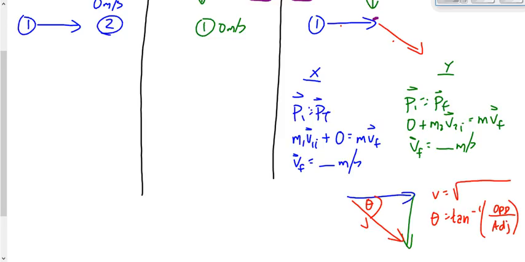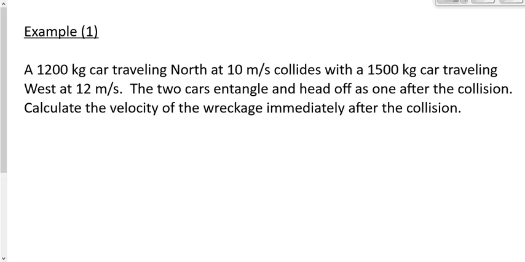Okay, let's have a look at our example, and then that's it for us for today. The example says a 1,200 kilogram car traveling north at 10 collides with a 1,500 kilogram car traveling west at 12. So let's draw this here. Here's our car number 1. Its mass is 1,200 kilograms, and its velocity to the north is 10 meters per second. We've got another car going to the west at 12, and its mass is 1,500 kilograms.